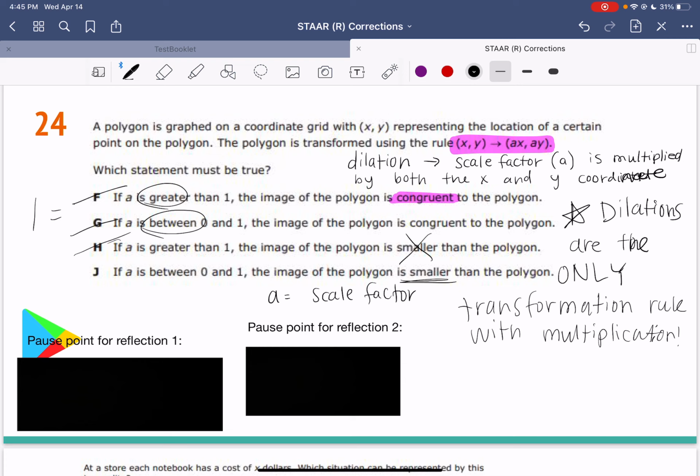So here you go. If the scale factor, in this case a, is greater than 1, then you have an enlargement, and if a is less than 1, then you have a reduction.